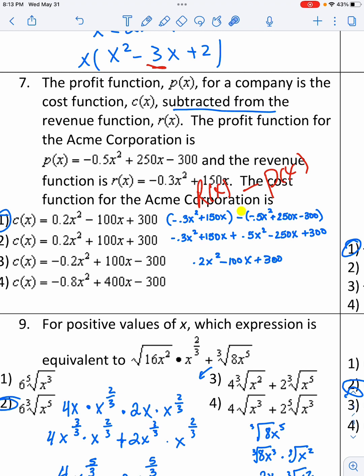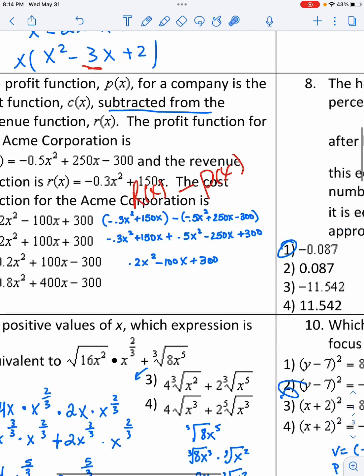Don't forget to distribute that negative. And we should get a positive 0.5x squared, a negative 250x, and a positive 300. When we combine like terms, we get negative 2x squared minus 100x plus 300.